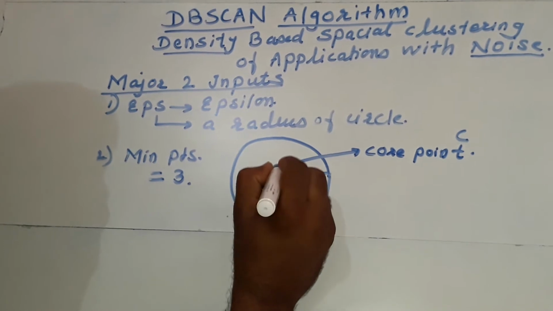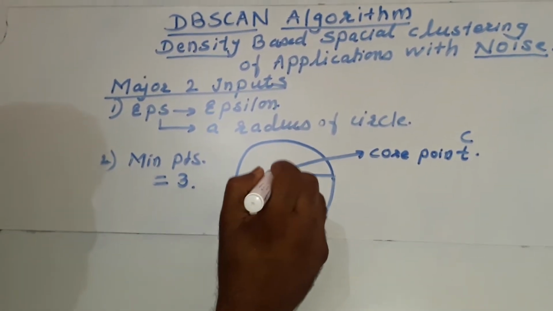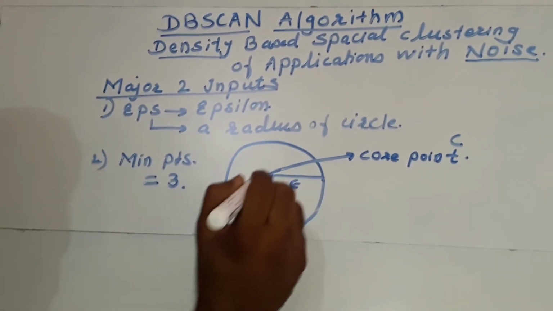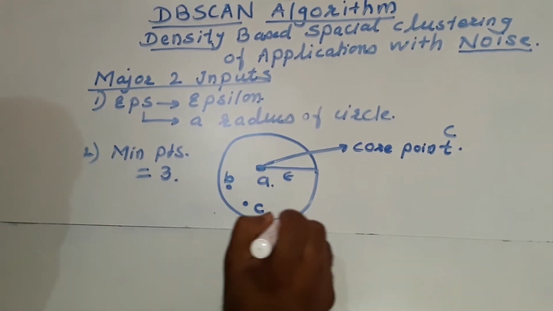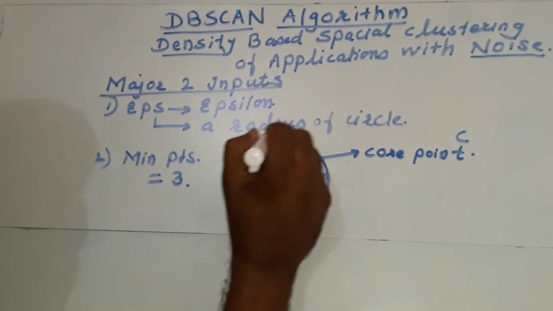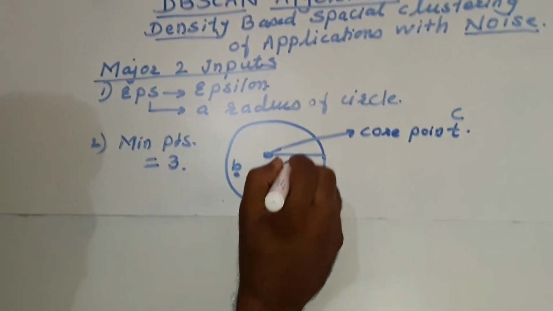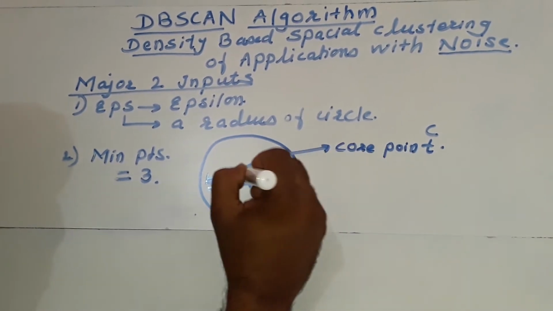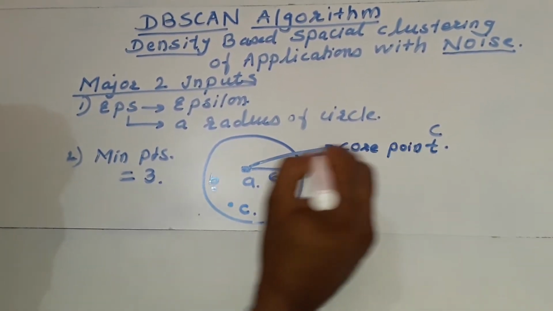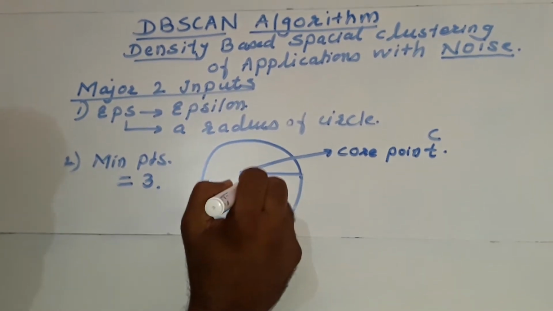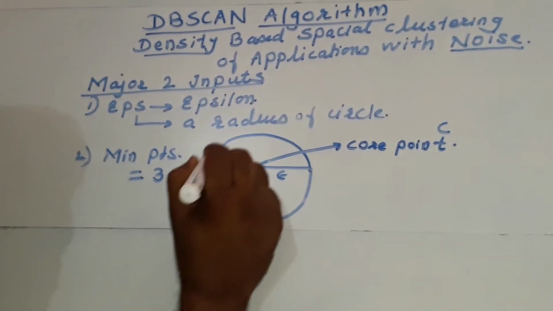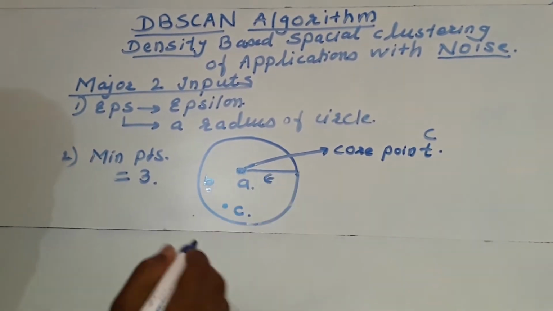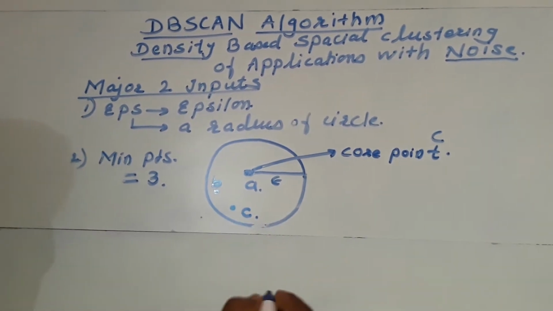So how do I identify the condition to call a data point a core point? There should be a minimum of 3 data points in the vicinity of the circle generated by using the epsilon value. Once again I repeat, the condition to call the data point a core point is that there should be at least 3 data points within the circle which is drawn by using the epsilon value.